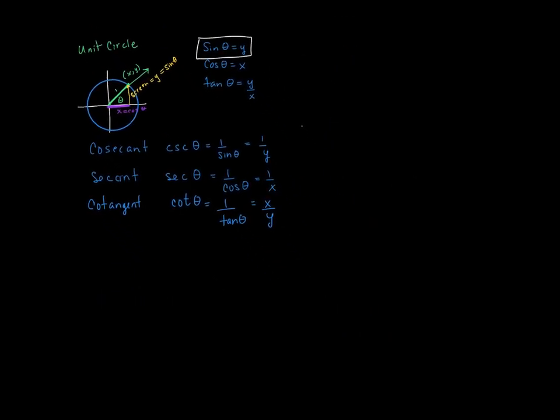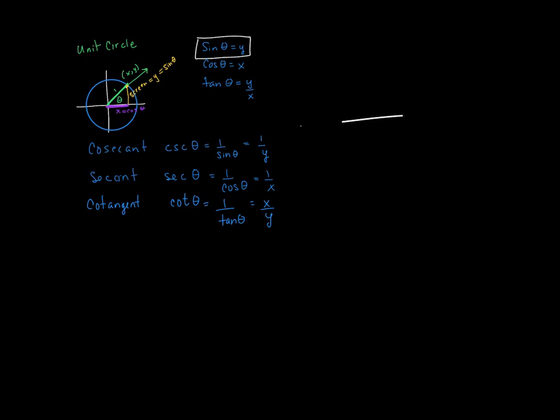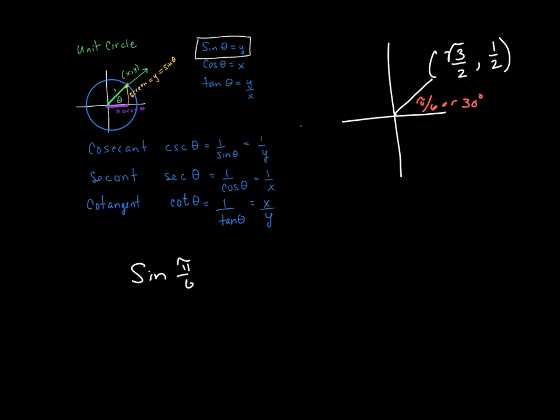Now, how do we use all of this? So the way we use all of this is if you are given a point on the unit circle that is the square root of 3 over 2 and 1/2, we do know that this angle, if I wanted it, was pi over 6, or 30 degrees. So what that tells me here is I know that the sine of theta, or the sine of pi over 6, is equal to the y value, which is equal to 1/2.